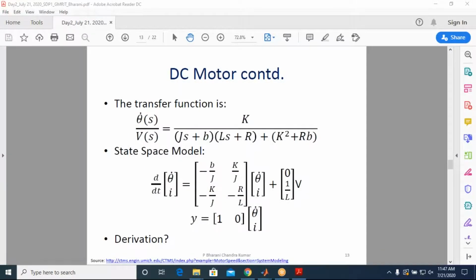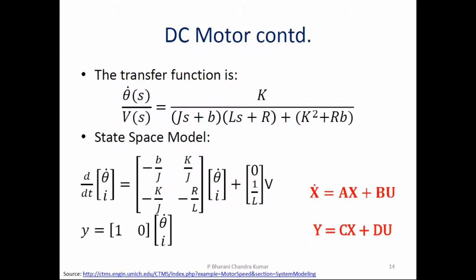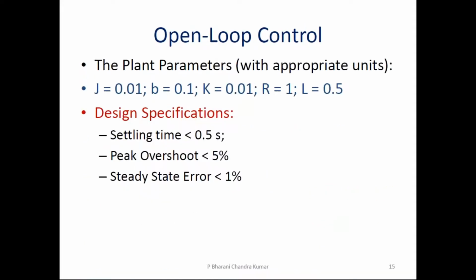Okay. So now, since the two models have been obtained, with the two models I am going to derive the PID controller. So this is x dot equals Ax plus Bu, y equals Cx. It's the same thing we had derived. And these are the plant parameters.